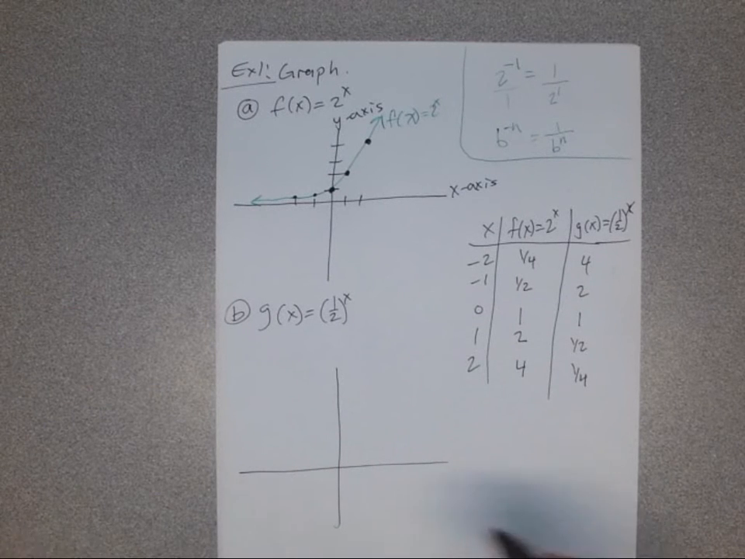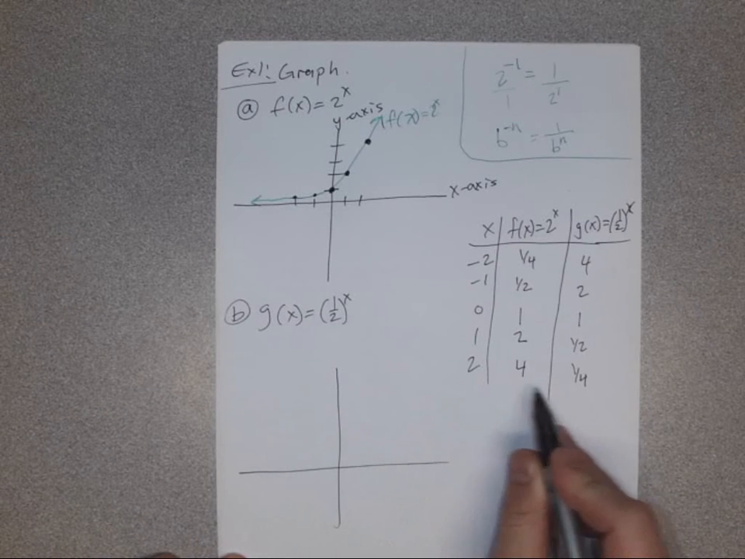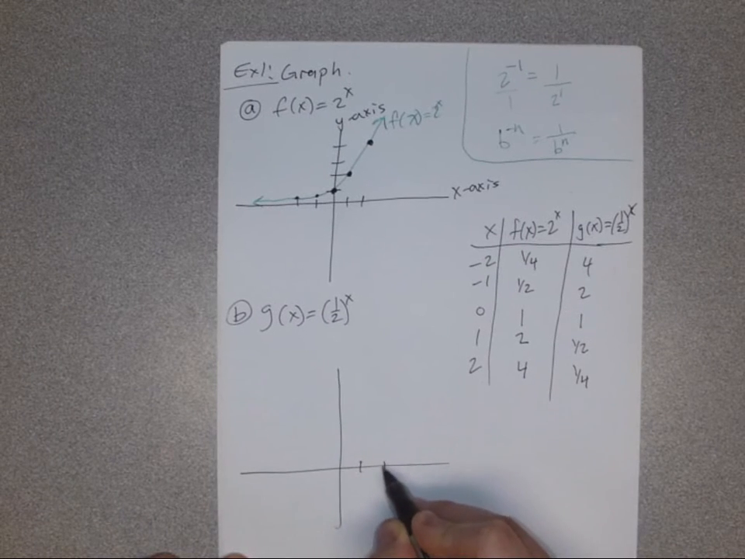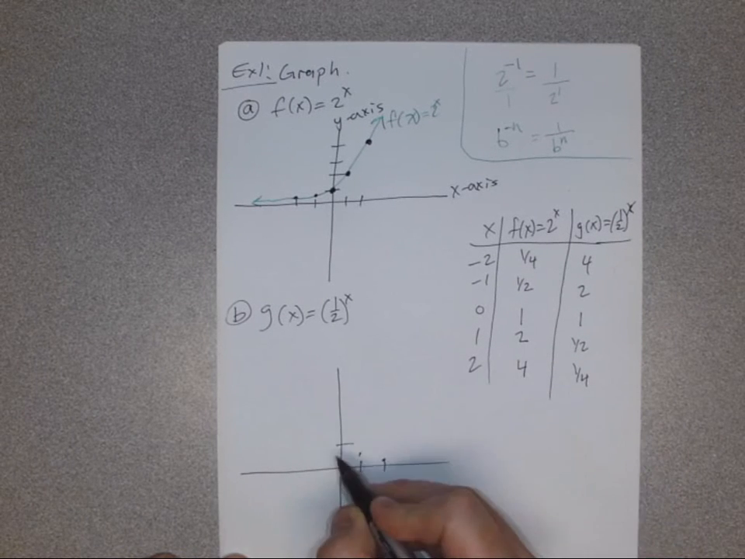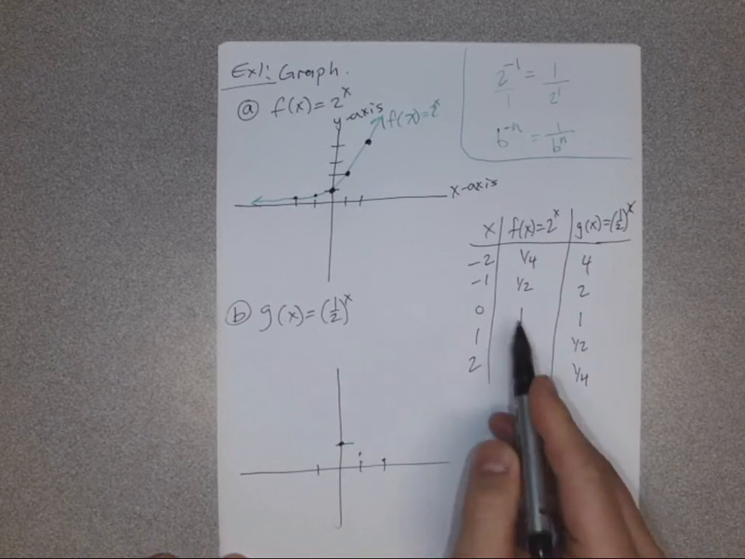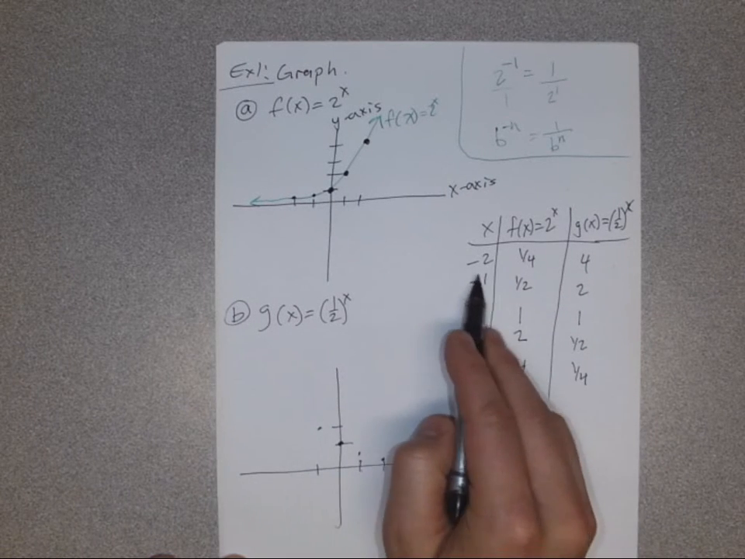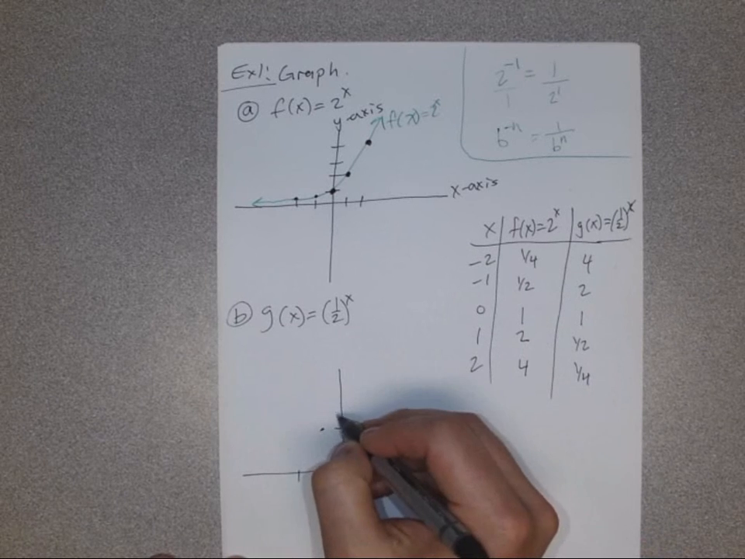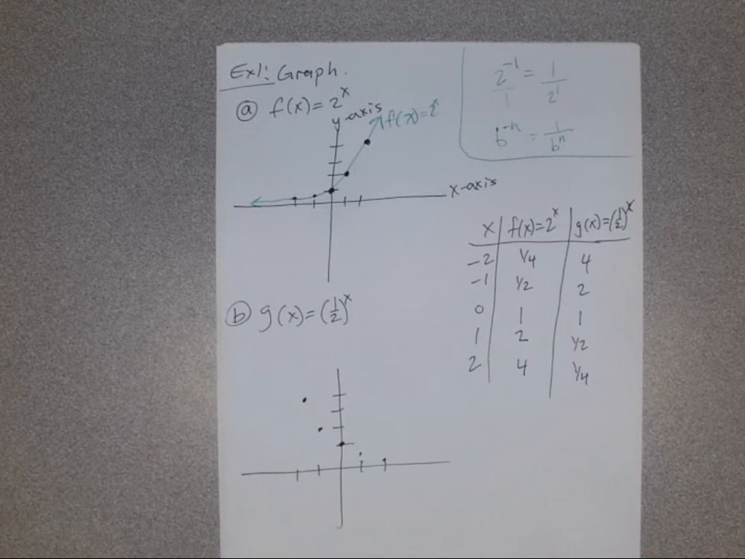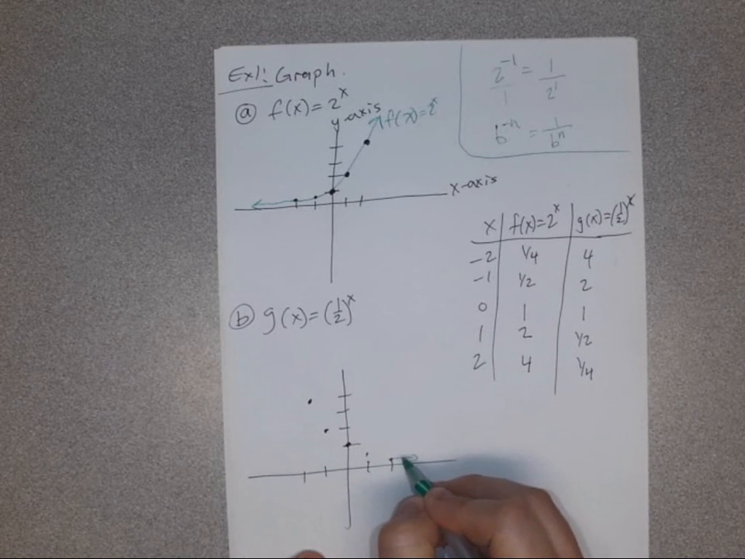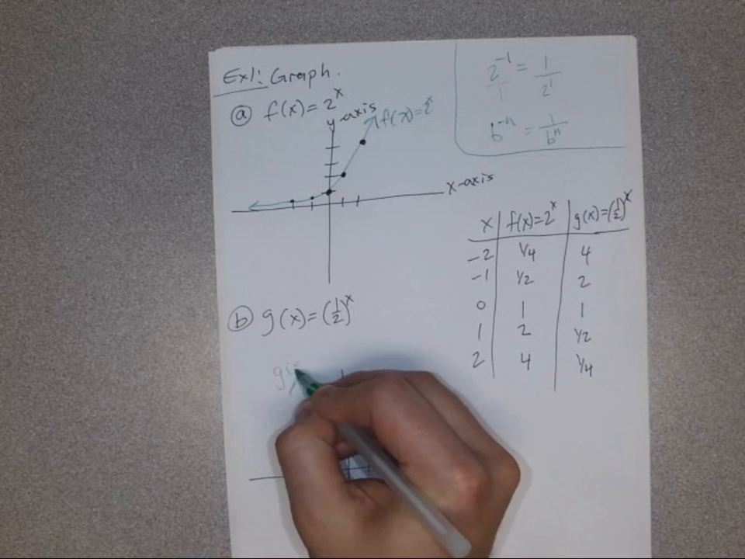And then what we want to do is just plot these. We'll start with 2 goes to 1/4, 1 goes to a half, 0, 1, -1, 2, -2, 4. And so what we have are reciprocals of each other. This is g of x.